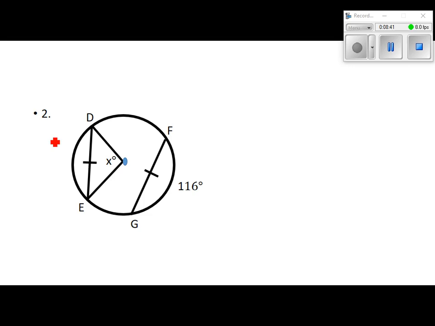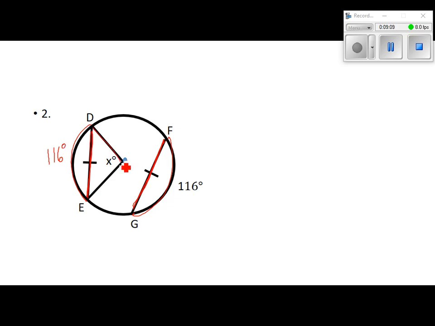Again, if I go too fast, just pause the video. Number 2. We're looking at this. We know that this chord is congruent to this chord. My picture is not drawn very well. But if those two chords are congruent, then this arc FG and arc DE have to be congruent. So this arc has to be 116 degrees.